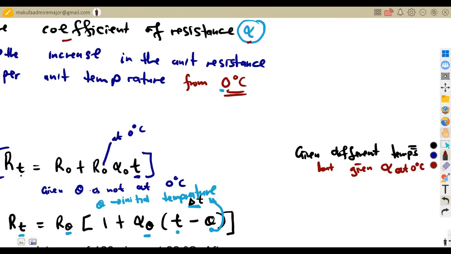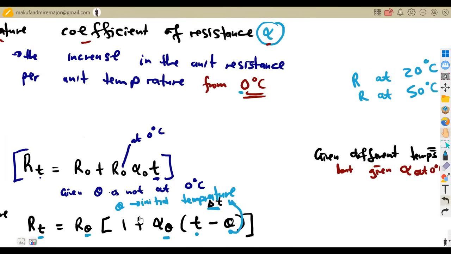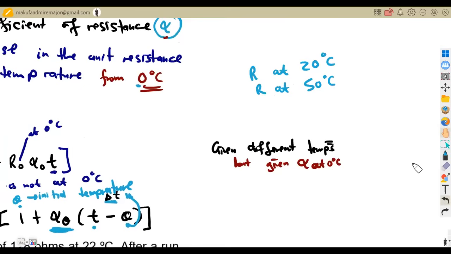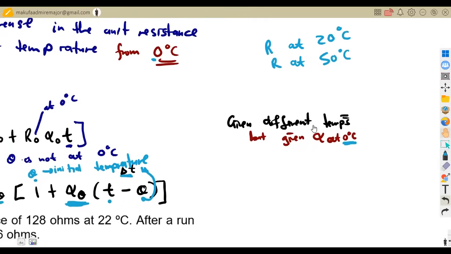What I'm trying to say is that you'll be given a certain resistance at a temperature of 20 degrees Celsius. You'll be given a certain resistance at a temperature of 50 degrees Celsius, whereby we're supposed to apply this condition because our initial temperature is not 0. But they are not going to give us the temperature coefficient of resistance at the initial temperature. They won't give us this. They will give us at 0. That is the most important part. You'll be given the temperature coefficient of resistance at 0 degrees Celsius.